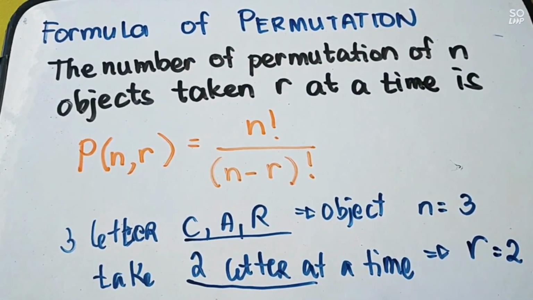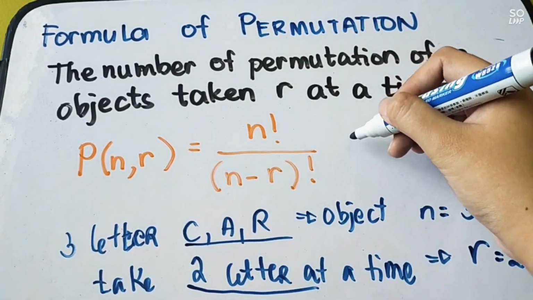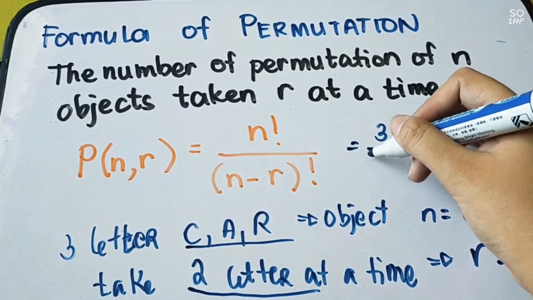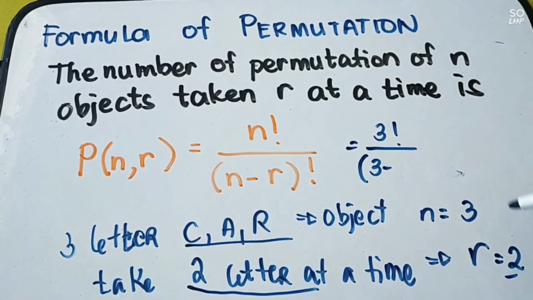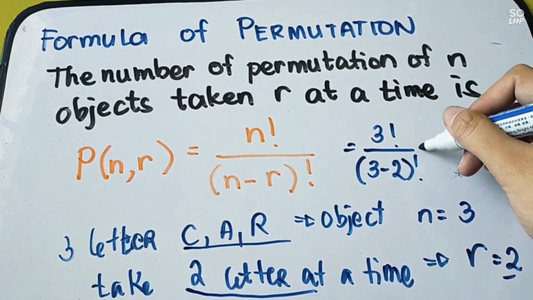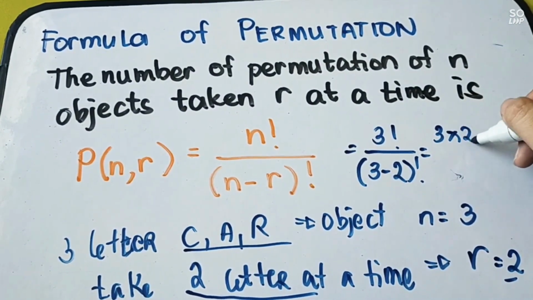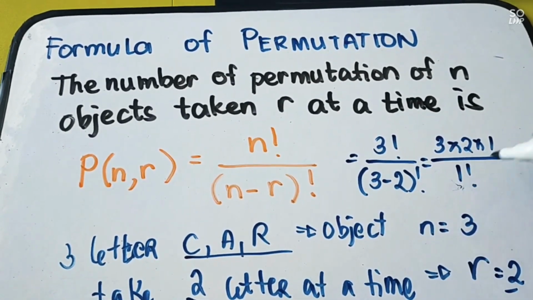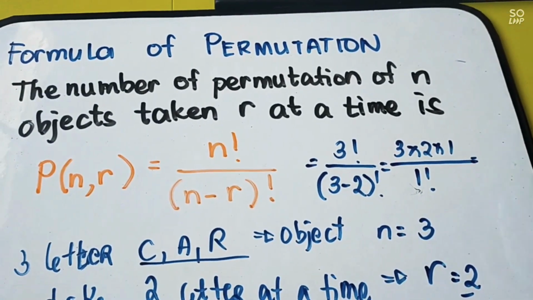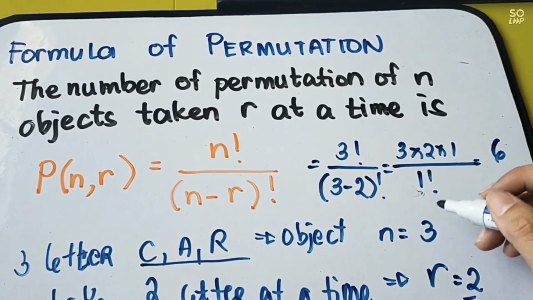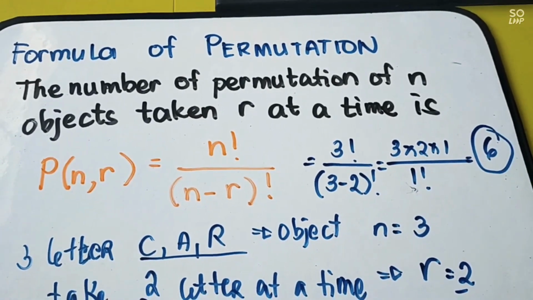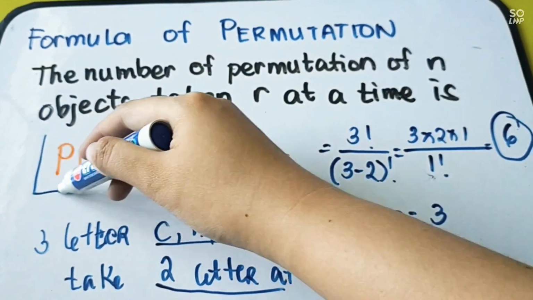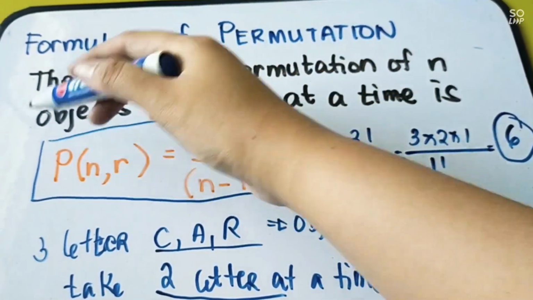Let us see if 6 really comes out from the given formula. So, you have n factorial, we have 3 factorial over n minus r, 3 minus 2 factorial. So, 3 factorial, meaning 3 times 2 times 1, over 3 minus 2, the answer is 1 factorial. Then, we have 3 times 2 times 1, the answer is 6. 6 divided by 1, the answer is also 6. So, our answer earlier was correct. Okay? So, this is your working formula. Do not forget our working formula.